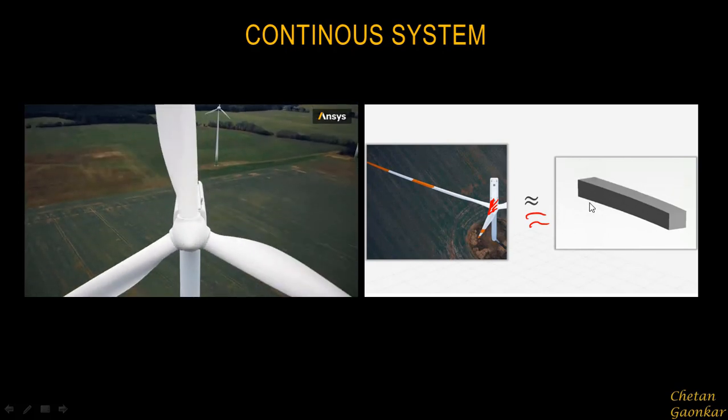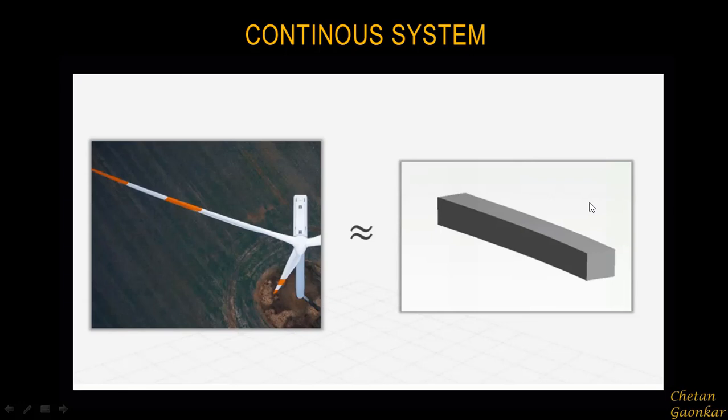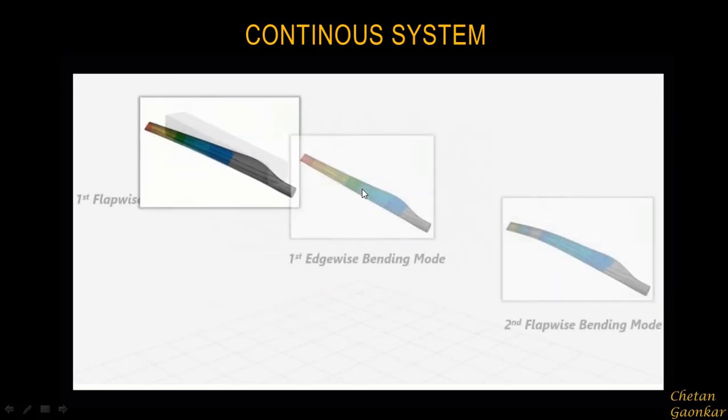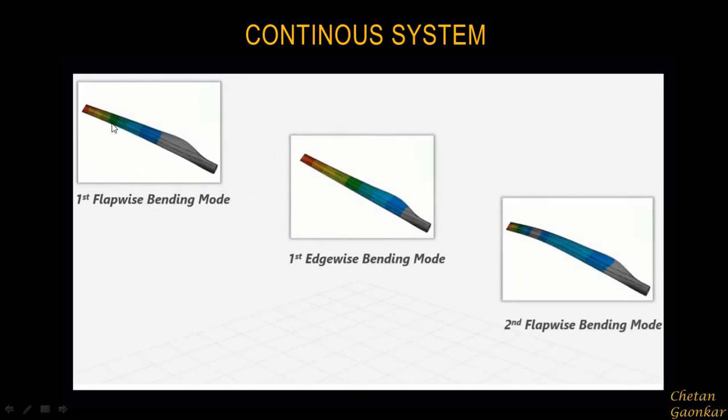And then finally, after performing the modal analysis using some software, we'll be able to extract its different modes. Like the first mode will be a flap-wise bending mode. It will start bending along its flaps. This is the flap-wise bending mode. This is the edge-wise bending mode. One may also observe the second flap-wise bending mode and so on.